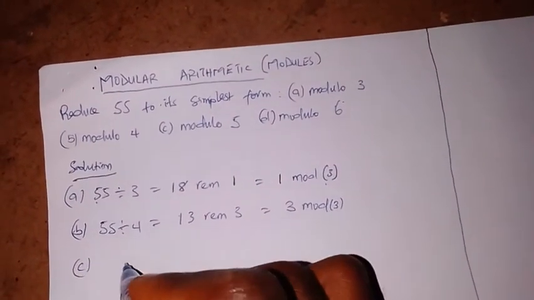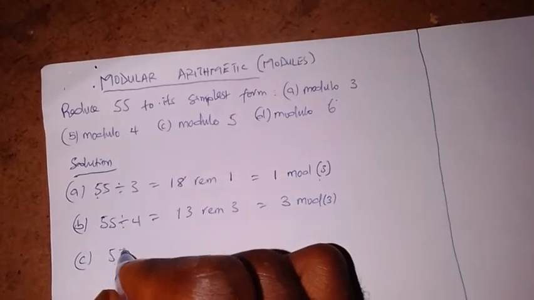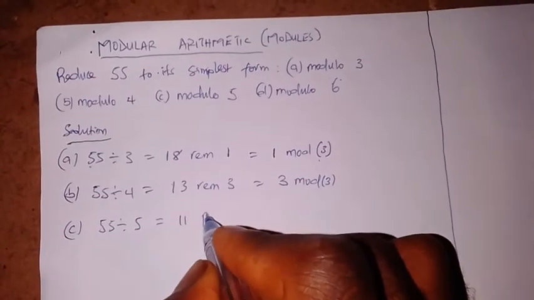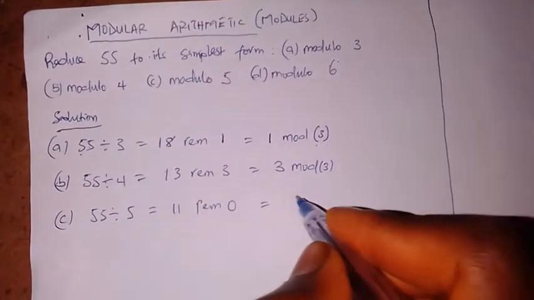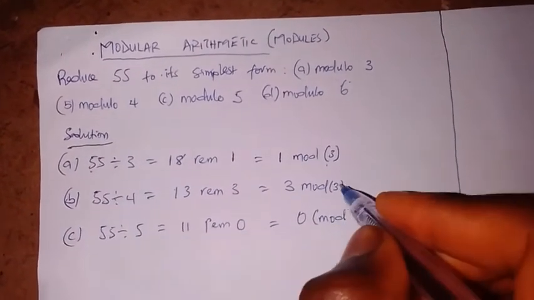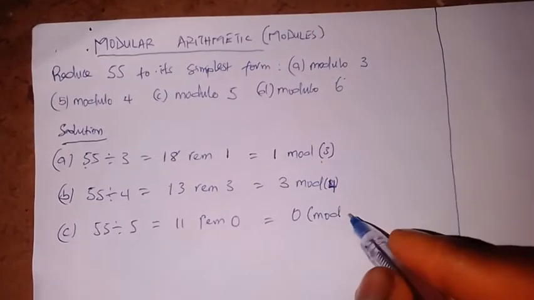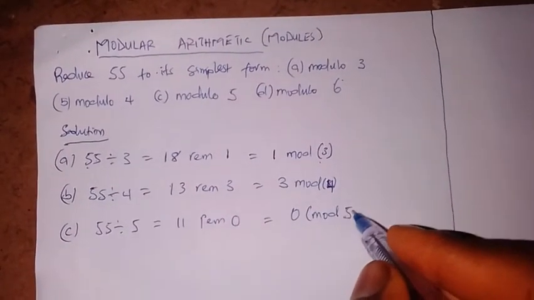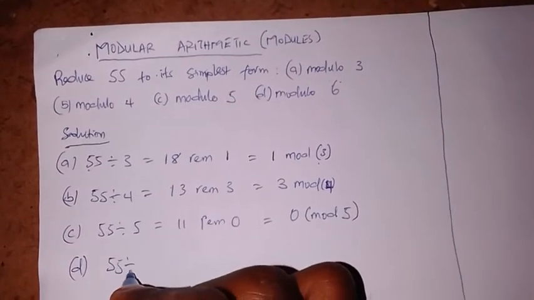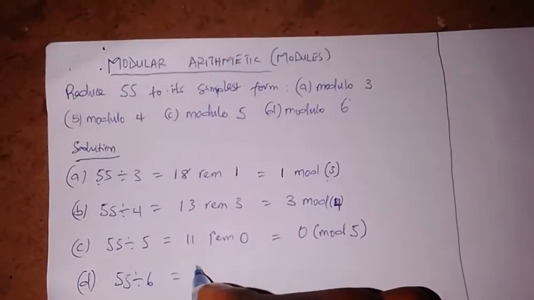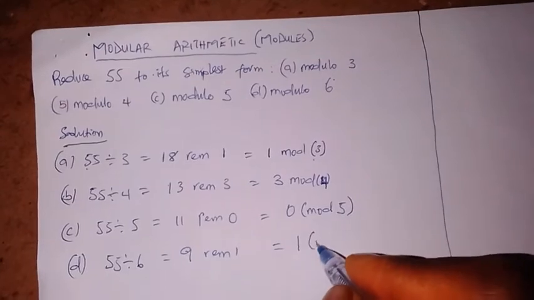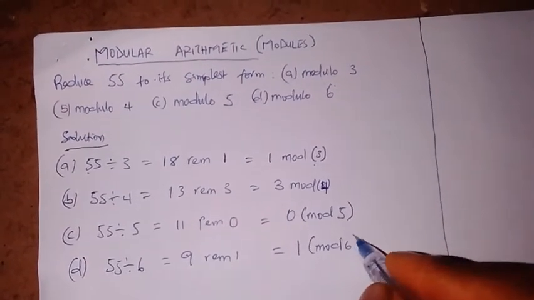Okay, then we have number 3, which is 55 divided by 5, which gives us 11, remainder 0. So in that case, I have 0 modulo 5. Then we have D, which is 6. So that's 55 divided by 6, which is 9, remainder 1. Which gives us 1 modulo 6.